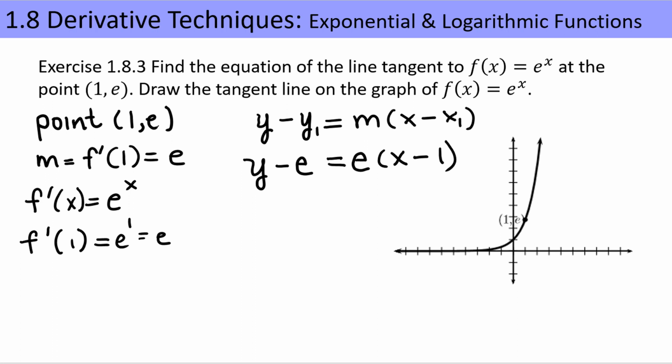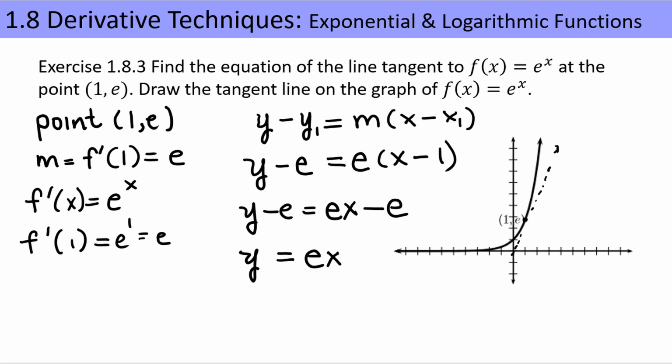So let's solve this for y, and we have y minus e equals e times x minus e. We can add e to both sides, and the equation you get is y equals e times x, not e to the x, but e times x. And then we can sketch the tangent line as it touches the point of the curve at (1, e), and it has the y-intercept at the origin.